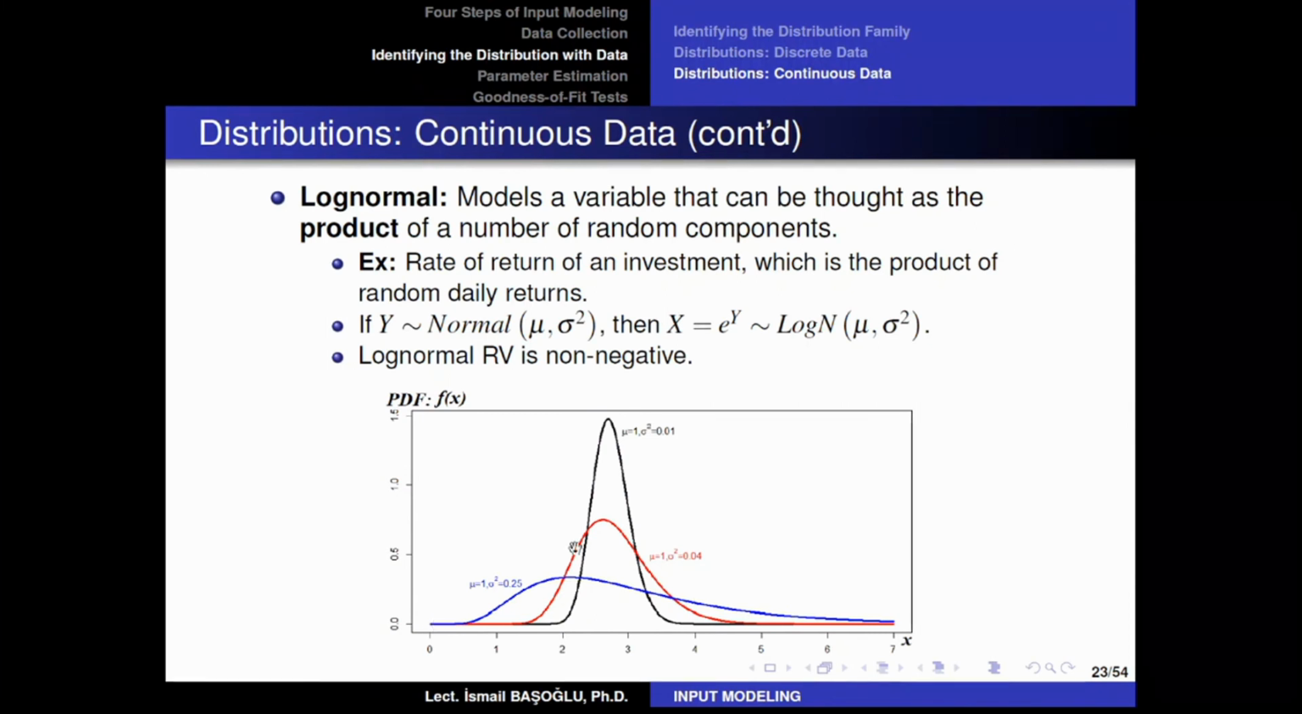However, if you, for example, increase the mu value and decrease the standard deviation, if the standard deviation in the original normal distribution goes to 0, it is going to look like the normal distribution. So as you can see in this black example, it seems much more symmetric, right? As the sigma parameter gets closer to 0, even if you take e to the power of y, it is going to look like the normal distribution.